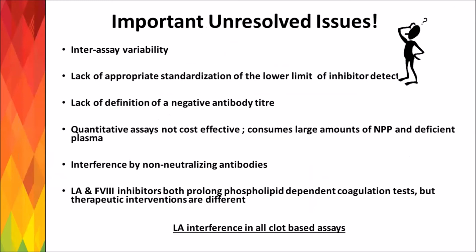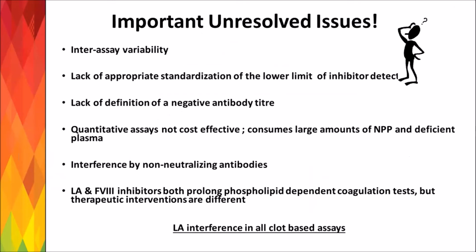Now, important unresolved issues which remain. There is still interassay variability. There is a lack of appropriate standardization for the lower limit of inhibitor detection. There is a lack of definition of negative antibody titer, that is, whether 0.6 should be considered, or 1 Bethesda unit should be considered. Quantitative assays are not cost effective.